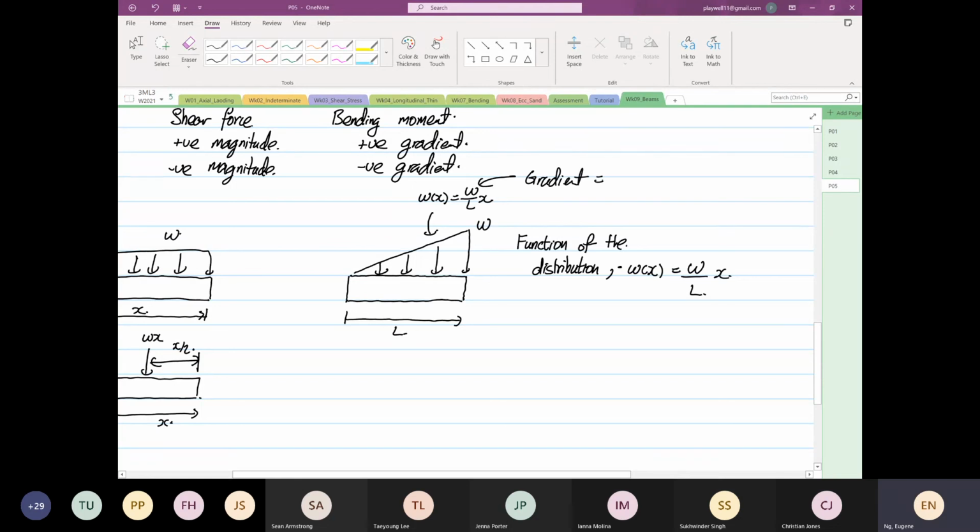So the gradient is equal to change in y over change in x. So the change in y is omega, the change in x is L, and then it is a function of x. To get the equivalent load, omega equivalent, you have to integrate.